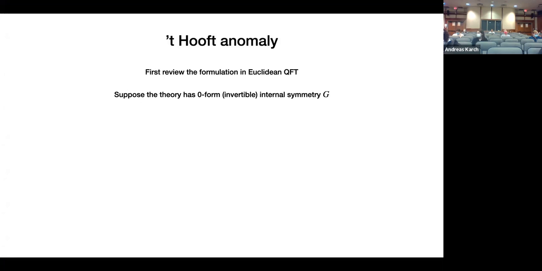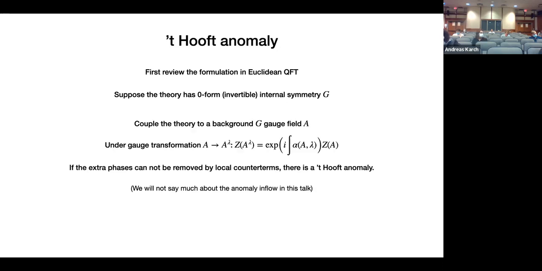Okay, so first let me review the formulation of 't Hooft anomaly in Euclidean quantum field theory. Let's imagine we have some quantum field theory with a zero-form invertible symmetry, since generalized symmetry is not out of room in this conference. So just say it's a zero-form internal symmetry, G. And whenever the theory has a symmetry, we can couple the theory to a background gauge field, which I'll call A.